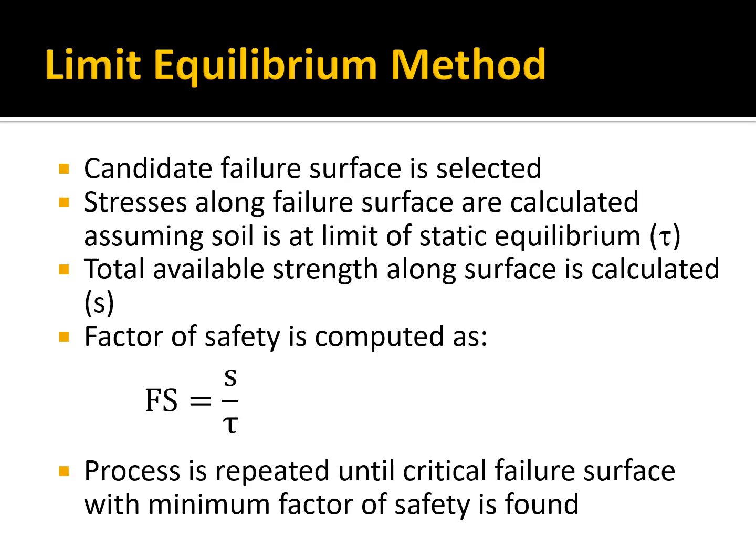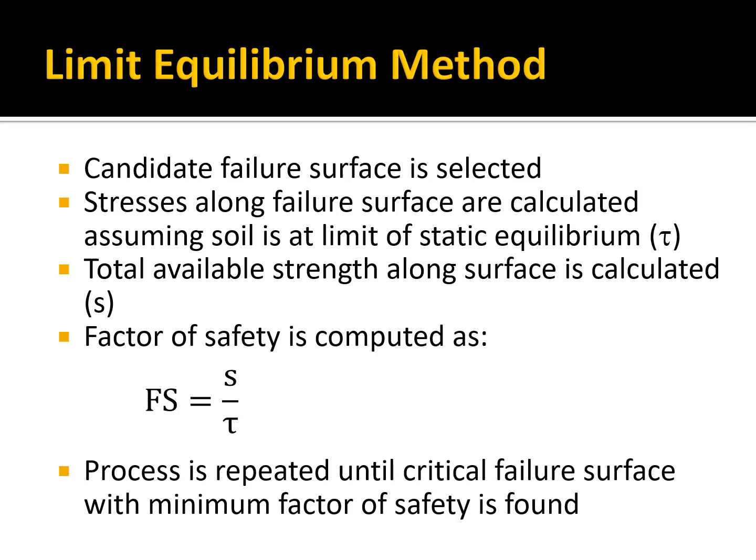Then you calculate the stresses along that failure surface, assuming that the soil is at the limit of static equilibrium. So what forces are necessary, what shear stress is necessary along that surface to hold it in place? That's a function of the geometry of the surface and the soil above it. It's a function of the weight of the soil above it, and you basically do a free body diagram. You look at moment equilibrium, force equilibrium, and say, okay, what would it take to hold that in place?